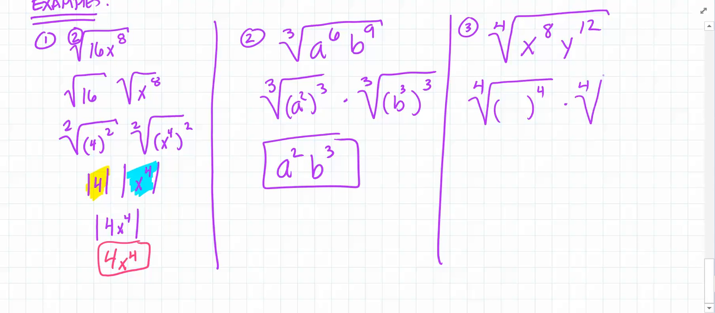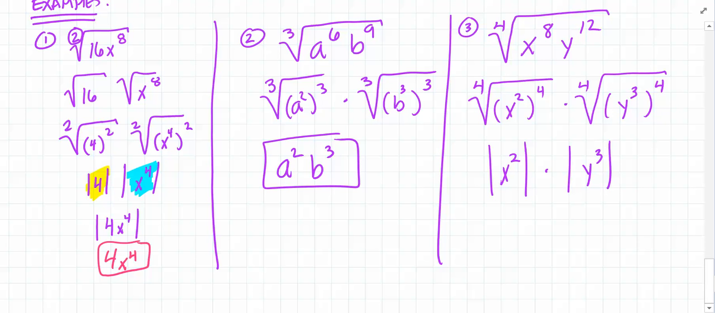So what number would I raise to the 4th in order to get x to the 8th? X squared, very good. And y to what number to the 4th would give me y to the 12th? Y to the 3rd, very good. Now, this is the absolute value of x squared times the absolute value of y cubed.